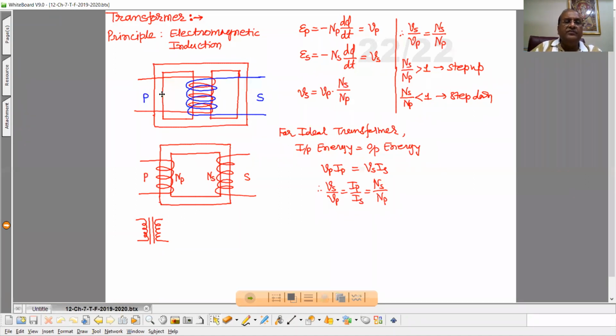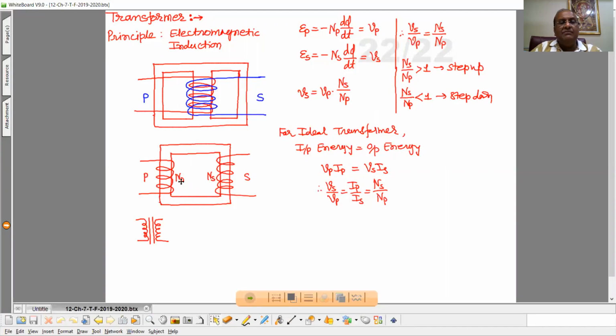Okay, so here as shown in this first figure, we can take this red coil as primary and this blue coil as secondary coil. Here as shown in the second figure, we can take this left hand side coil as the primary one, and on the right hand side the coil is the secondary coil. The circuit symbol for transformer is like this as shown in this figure. Clear?